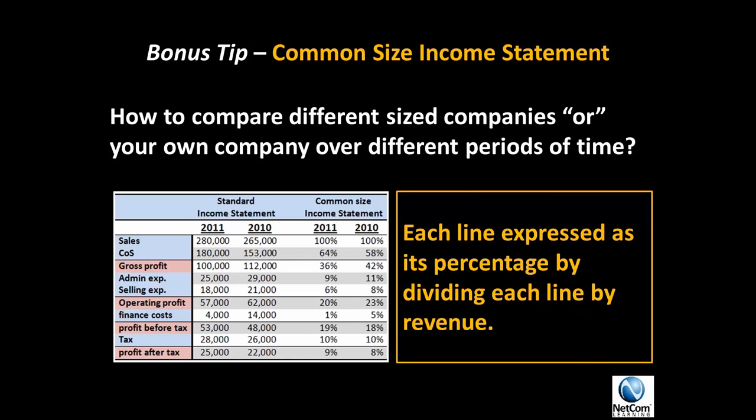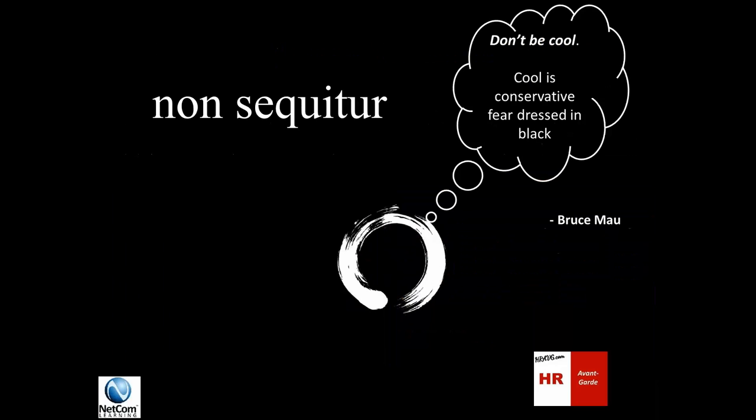Now here's a bonus tip, a common size income statement. It's simply an income statement expressed not in dollar amounts, but as percentages. You take each line of the income statement and you divide it by revenue. Each line is expressed as its percentage divided by revenue. And this is a wonderful way to compare two different companies of different sizes, or perhaps the same company along different periods of time as it may have grown or as it may have shrunk, but you can at least normalize the data and do a more rigorous analysis of its income statement over time.